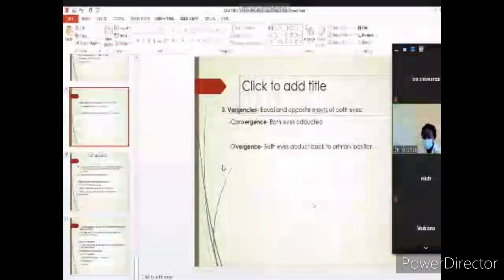Divergence is, from that position, they come back out, they diverge.